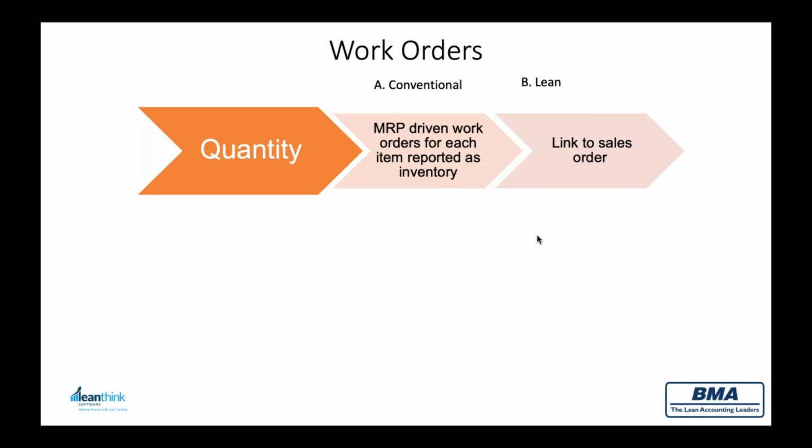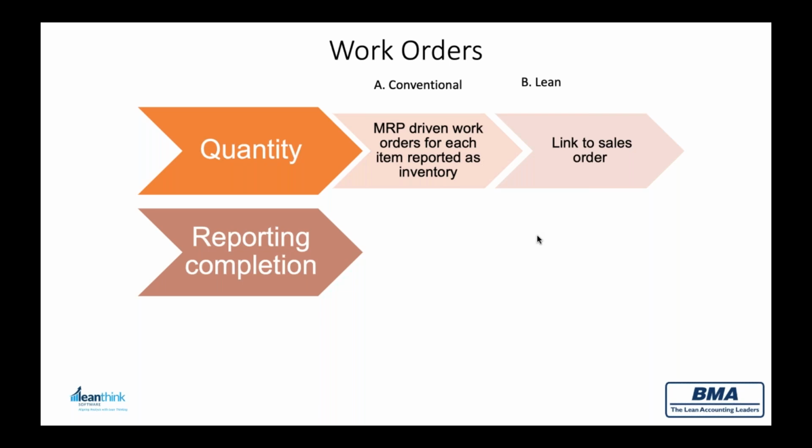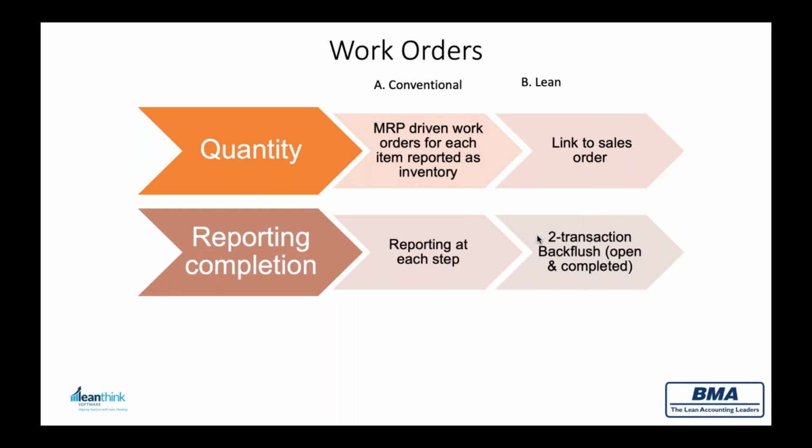So in a lean environment, if we're make to order and we're flowing, how can we link work orders to sales orders? Because from a lean environment, that's what we're working off of. We're not worried about batching. We're trying to just make to order. Reporting completion. Report at each product step. That's your traditional work order.